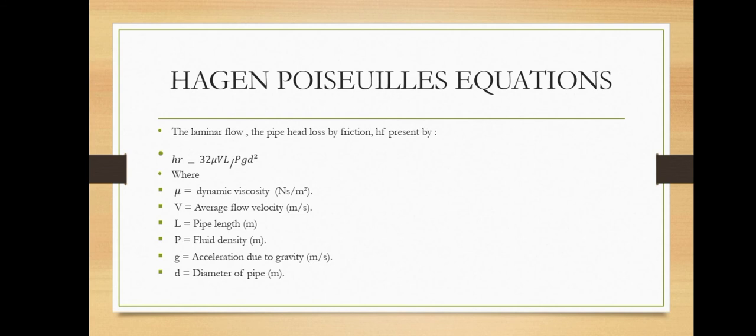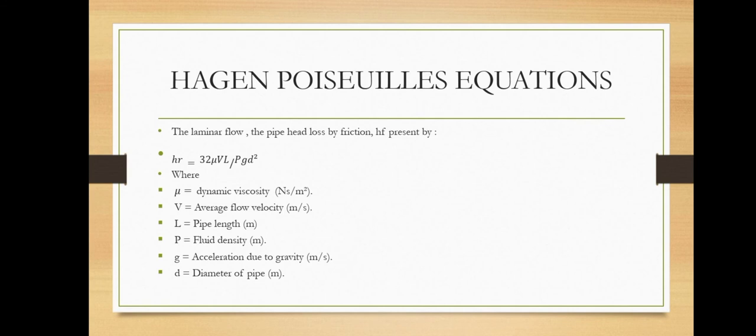And then Hagen-Poiseuille's equation. For laminar flow, the pipe head loss by friction, hf, is represented by, as you can see, the formula, where μ is dynamic viscosity, V average flow velocity, L pipe length, ρ fluid density, g acceleration due to gravity, and D is diameter of pipe.